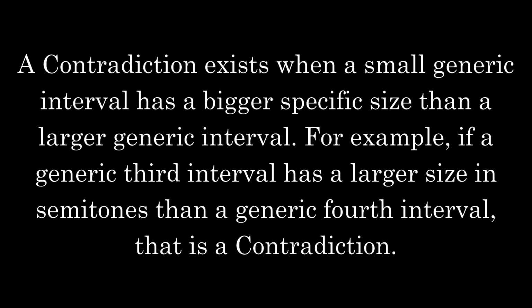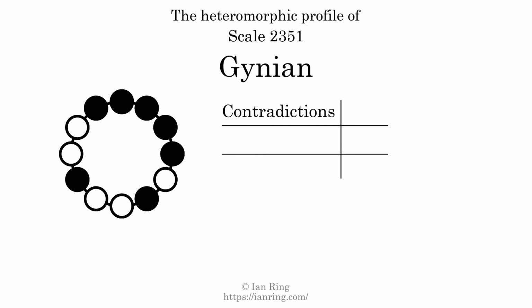A contradiction exists when a small generic interval has a bigger specific size than a larger generic interval. For example, if a generic third interval has a larger size in semitones than a generic fourth interval, that is a contradiction. The number of contradictions in this scale is 46.